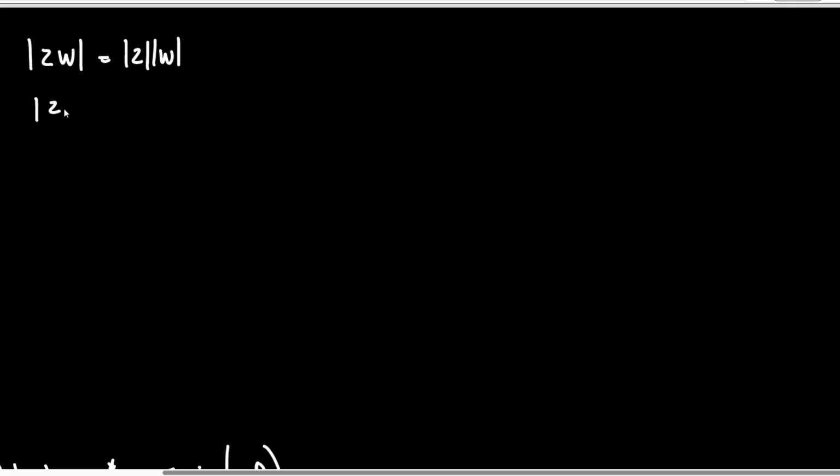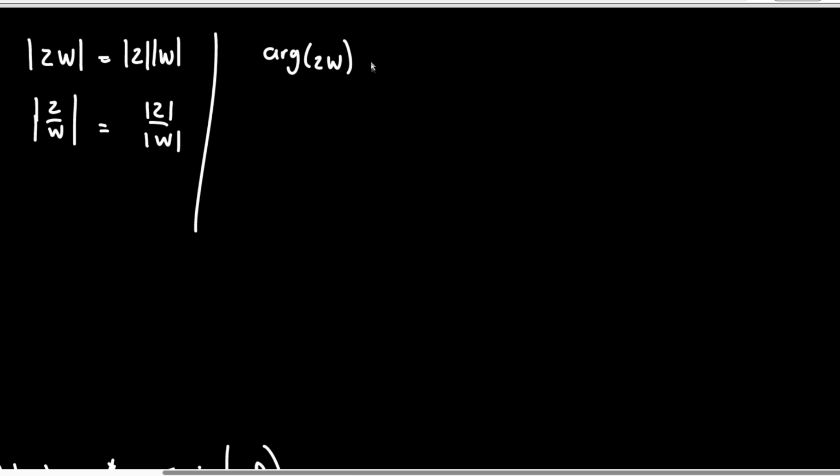So if we say the modulus of z divided by the modulus of w, we get the modulus of z divided by the modulus of w. Now in terms of arguments, however, if I multiply two arguments, this is going to be the argument of z plus the argument of w.